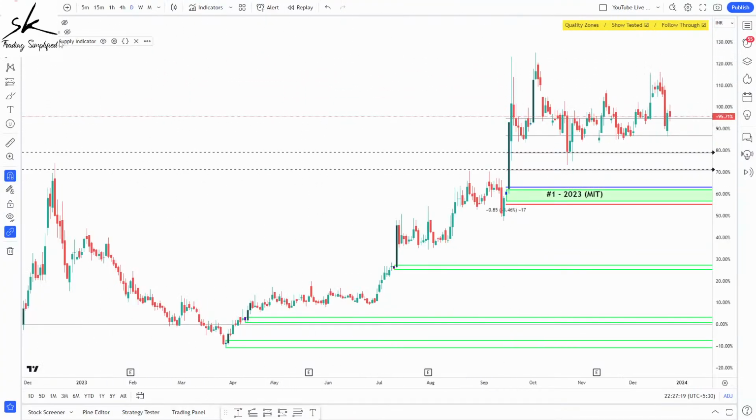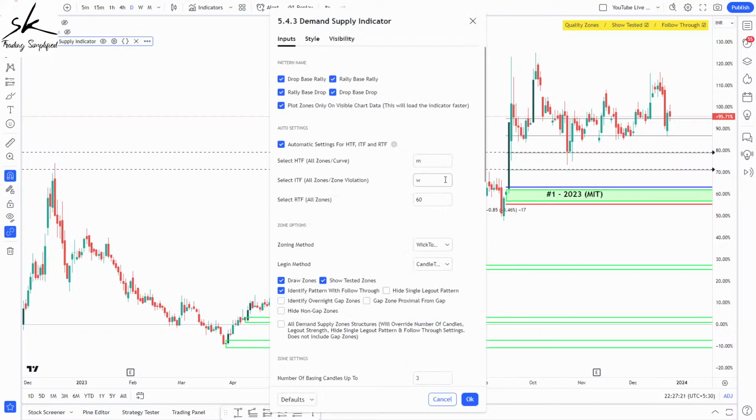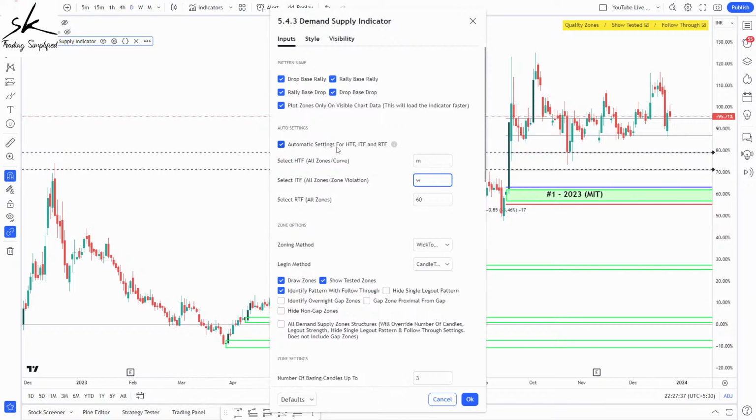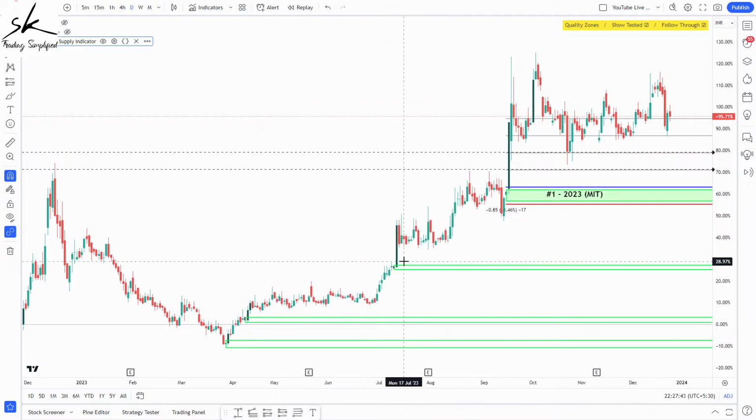Now, if you talk about the demand supply zone indicator, it has a feature where you can define your higher time frame, intermediate time frame, refining time frame. So as a monthly income trader, my higher time frame is monthly, my intermediate is weekly, and the refining is 60. Once I define my multiple time frames and check mark automatic settings for the higher time frame, intermediate, and refining, whatever settings are to be applied for that particular time frame automatically get applied when I change to those time frames.